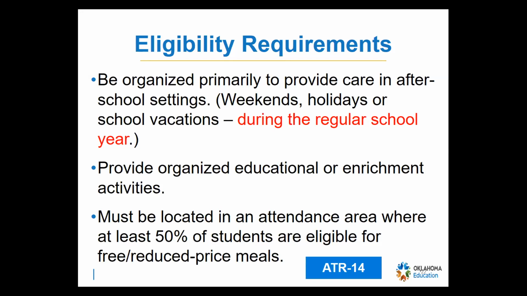It must provide an organized educational or enrichment activity, and you must be in an area of attendance where it's at least 50% free and reduced price meals. And that's what you find on the low income report. That's the documentation that you send us. Again, this information is in the at-risk manual on page 14.